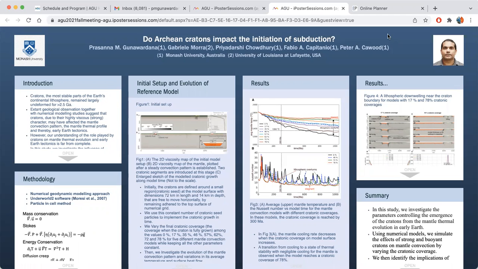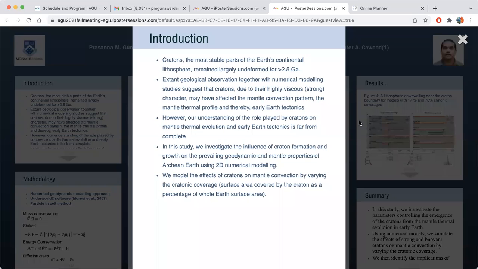My poster title is Do Archean Cratons Impact the Initiation of Subduction? In the first slide, I'll give an introduction. Cratons are the stable parts of the Earth's continental crust that have remained stable for greater than 2.5 billion years. Geological observations and numerical studies suggest that these cratons can change the mantle convection pattern, cooling rates, as well as tectonic settings on early Earth.